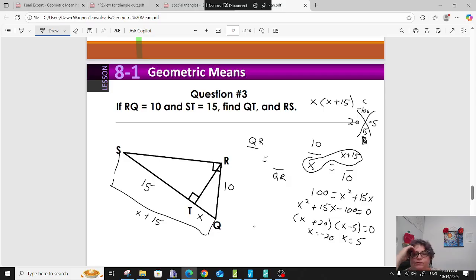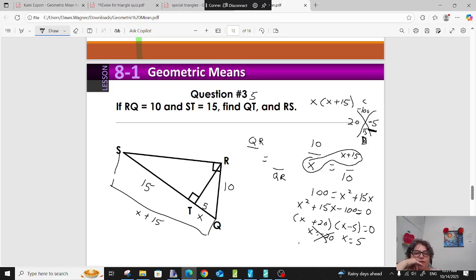But in this situation, what am I going to use? Minus 5 here, minus 5. When we solve, we know X minus 5 equals 0, so X has to be 5. For this one, when we solve, X plus 20 equals 0, so X would have to equal negative 20. We get rid of the negative. So what's QT? 5. QT is 5, right?